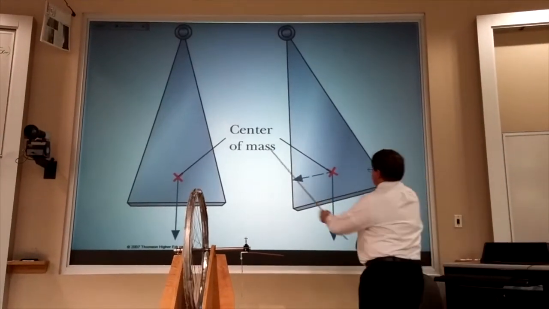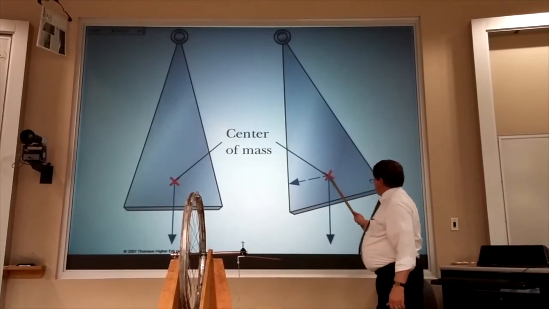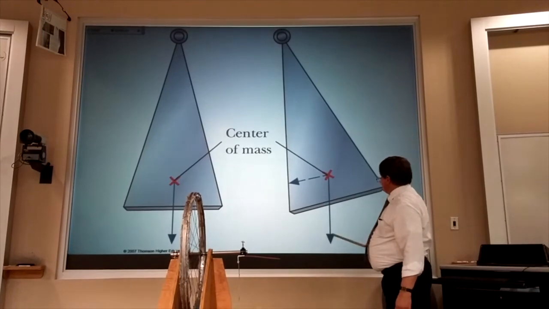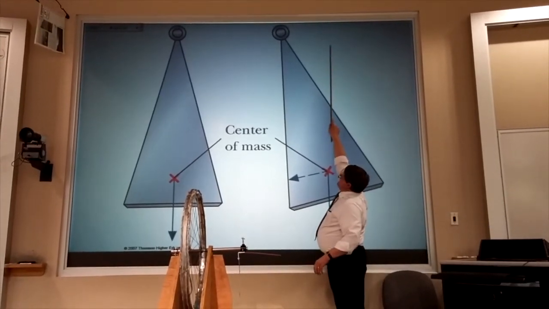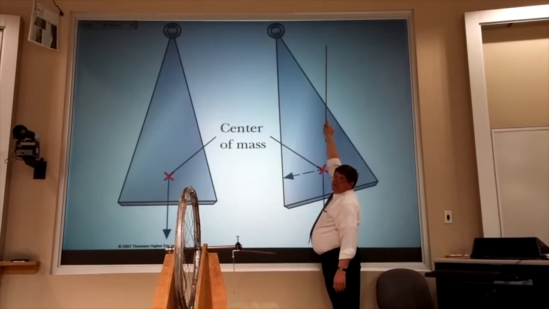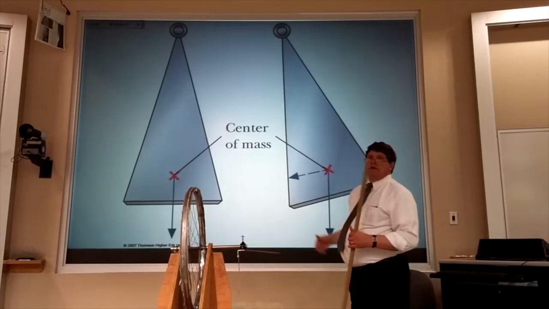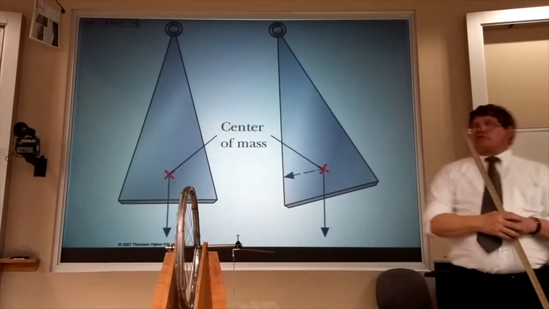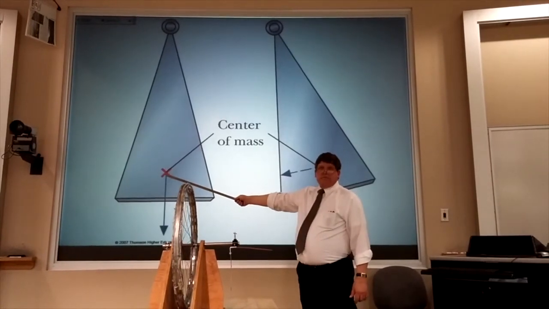If, on the other hand, I slide this over to the right, now the weight force is acting right here, and if I extend that into a line of action, I get a lever arm that's non-zero. That's going to give me a torque that's going to cause rotation back to that place of stability where the lever arm goes to zero.